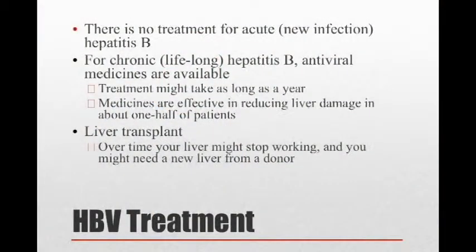There is no treatment for acute new infection hepatitis B. However, there are antiviral medications available for chronic hepatitis B. They are not as effective as you would like if you had the disease, so it's better not to be exposed. Eventually, people with hepatitis B may require a liver transplant.